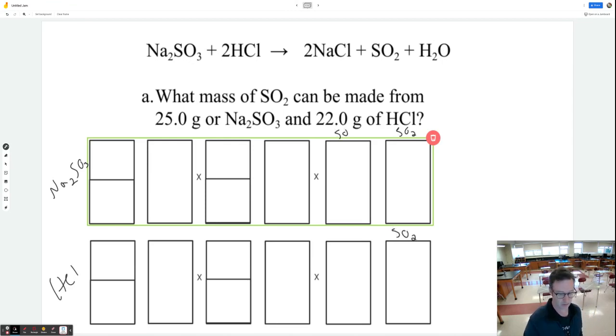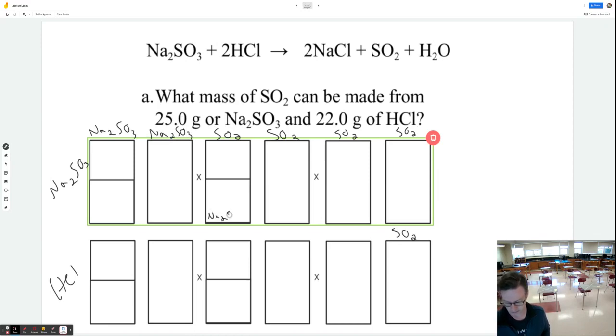Okay, so I'm going to label these just like we did before, except it's going to get a little crowded in the middle here. So this is Na2SO3. This is, I'm going to put it in here, Na2SO3. This is HCl.